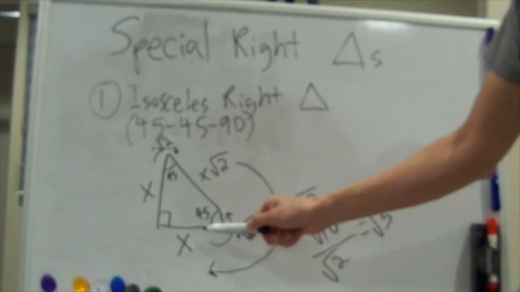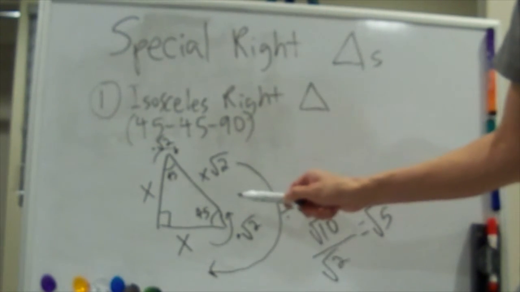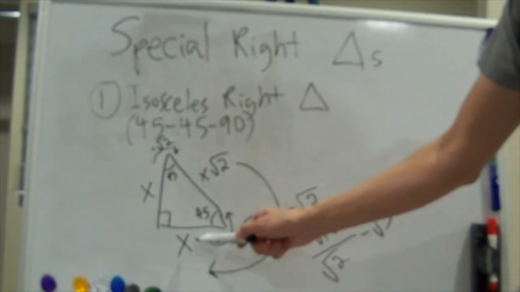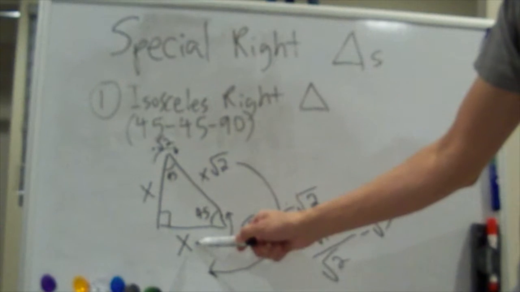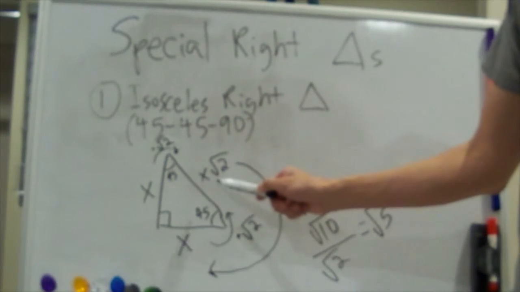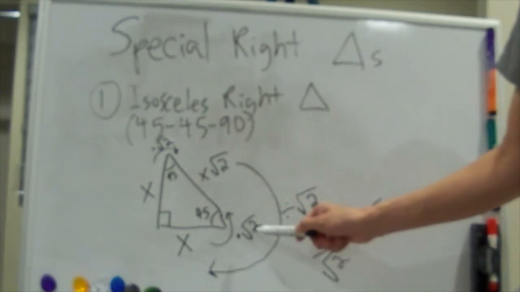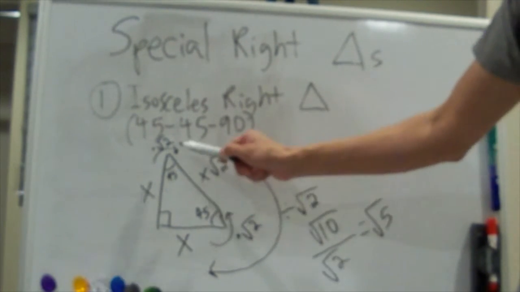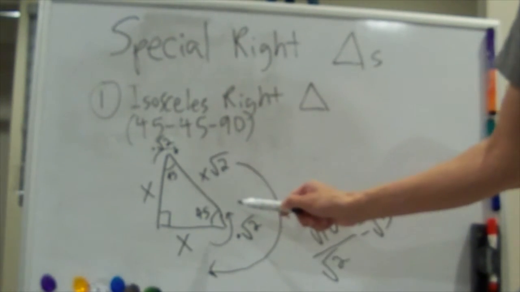So let's do another example going from the leg to the hypotenuse to test if you remember what to do. So what if I told you that this is rad 3? The leg is rad 3. Then how do I get the hypotenuse? I do rad 3 times rad 2, which is going to be rad 6. So if this leg is rad 3, this hypotenuse is going to be rad 6.